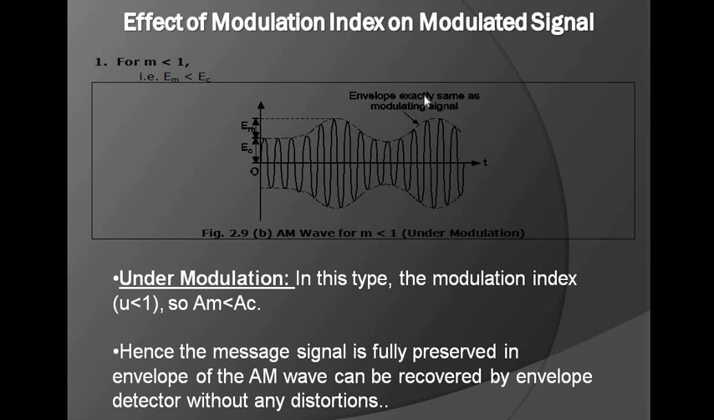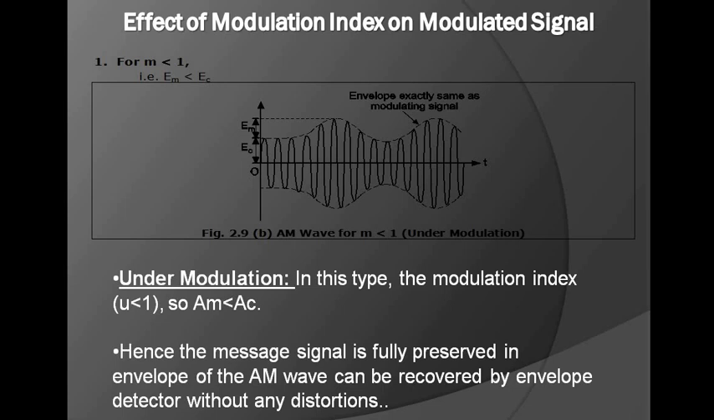See, the envelope is exactly the same as your modulating signal, meaning the envelope you are having here is the same as your message signal. So there is no loss of the signal. The carrier is inside your envelope itself, so there is no loss of your message signal, no loss of any information or data which the information source has given. Hence the message signal is fully preserved in the envelope of the AM wave and can be recovered easily by the envelope detector without any distortion at the receiver side.